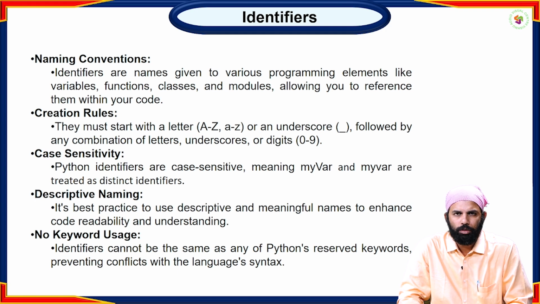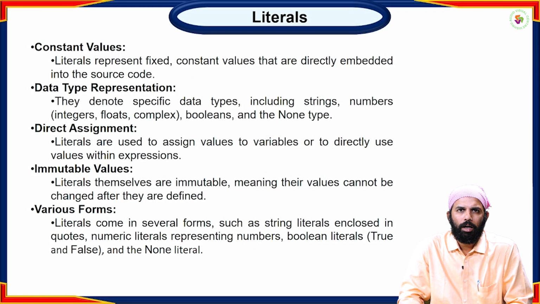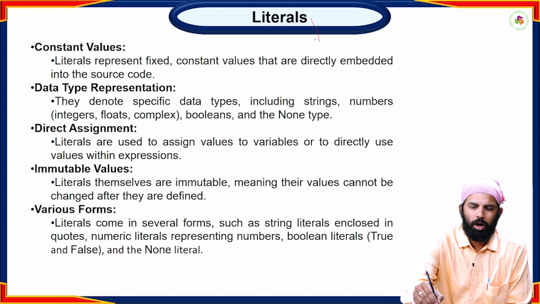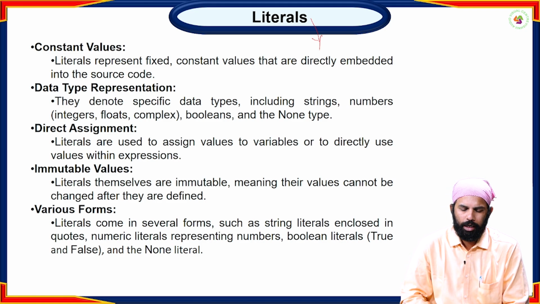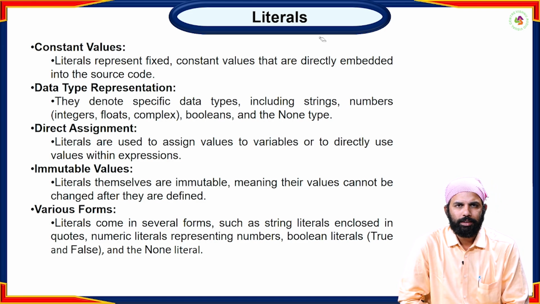So, no keyword use, as I mentioned already: identifiers cannot be the same as any of Python's reserved keywords, preventing conflicts with the language's syntax. The next category of tokens is literals. We have literals to give information to the code on which it should work, and the data which is provided to the code is basically considered as literals.